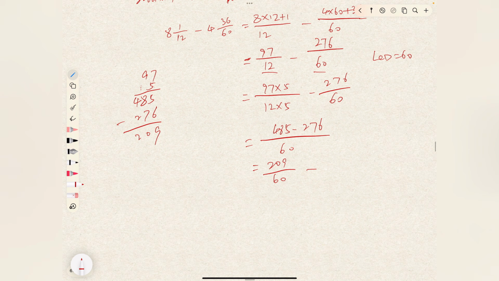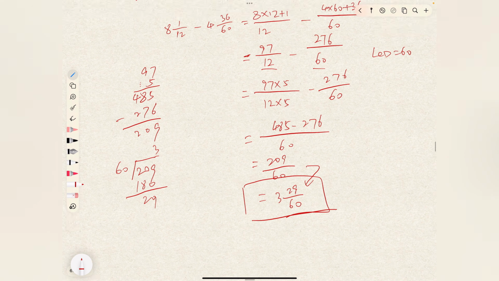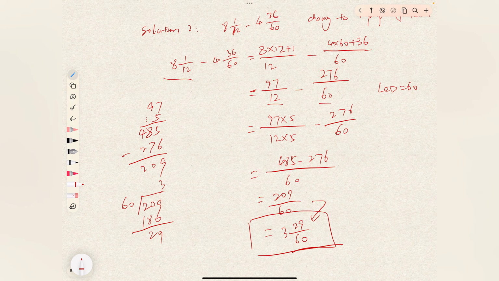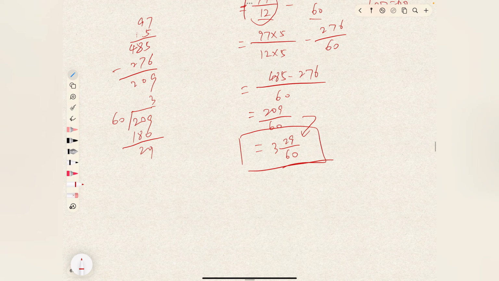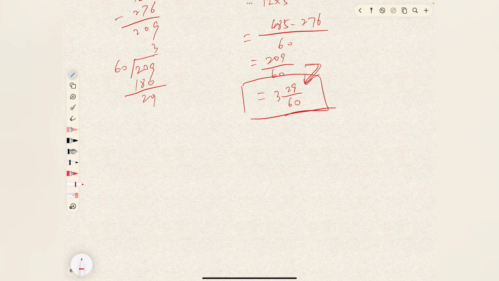Then after that, we convert this improper fraction to the mixed fraction. That's 209 divided by 60, 3 and 29 over 60. So it's 3 29 divided by 60. That will also give us the correct result here. So we convert the mixed fraction to improper fraction, then do the subtraction here. After that, we convert it back to the mixed fraction.